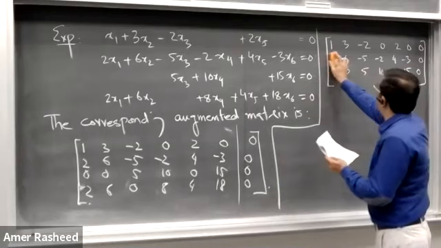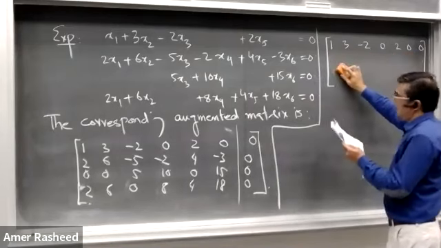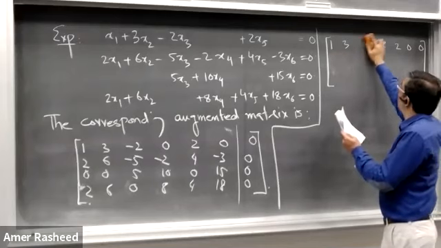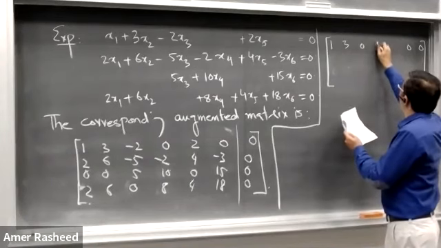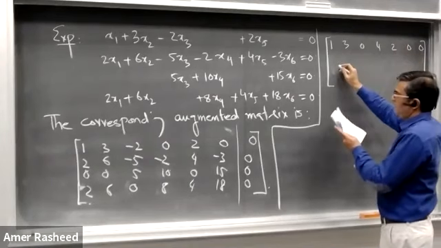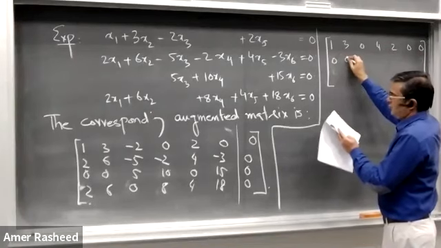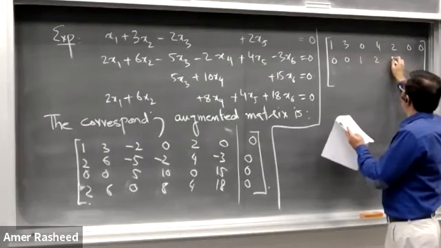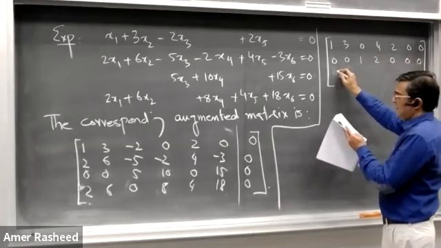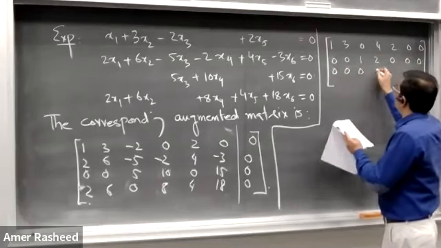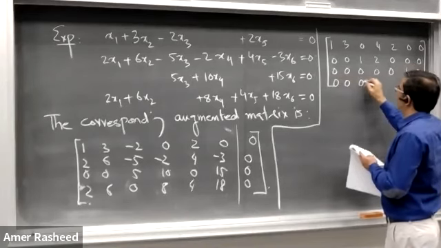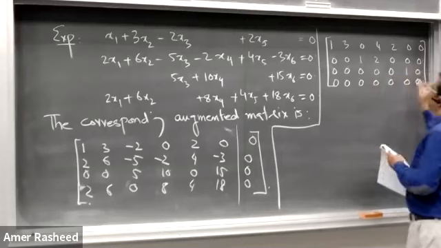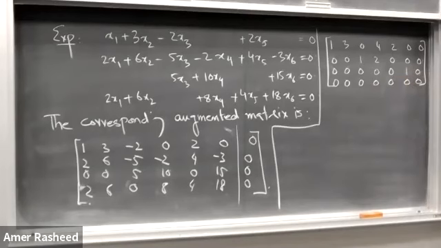I'm writing the wrong matrix. Let me rewrite it. 1, 3, 0, 4, 2, 0, 0. And then 0, 0, 1, 2, 0, 0, 0, and then 0, 0, 0, 0, 0, 1, 0, and the last row is again 0. The whole thing is 0. So this is, in fact, the reduced echelon form.